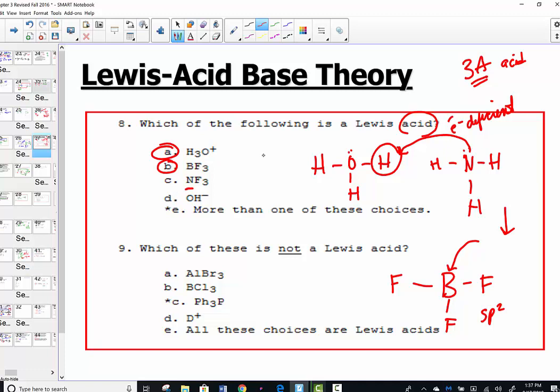NF3. Now, nitrogen is always the base. It lives in group 5A. Oops, this is F. Group 5A says a lone pair of electrons, well, that's going to act as a base, not an acid. It's going to have the ability to go attach to the boron or something. And, of course, OH negative is always a base as well. There's more than one answer. Both A and B are good Lewis acids.